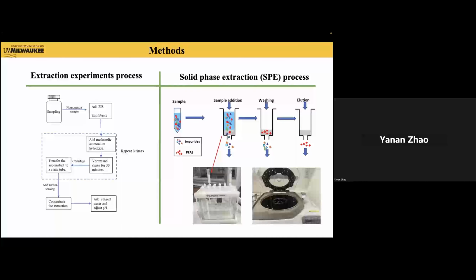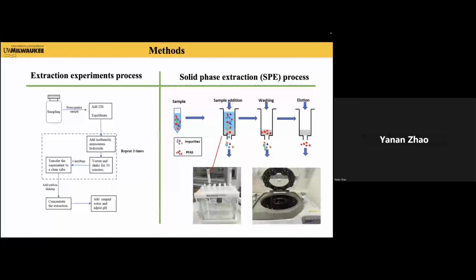We set up an extraction method to extract PFAS from sediment. For the PFAS quantitative analysis, we added EIS, extraction internal standards, to the sample, and then let it equilibrate for more than 30 minutes. Then we used methanolic ammonium hydroxide to extract the sample. To extract completely, we extracted every sample 3 times and then combined the liquid together.